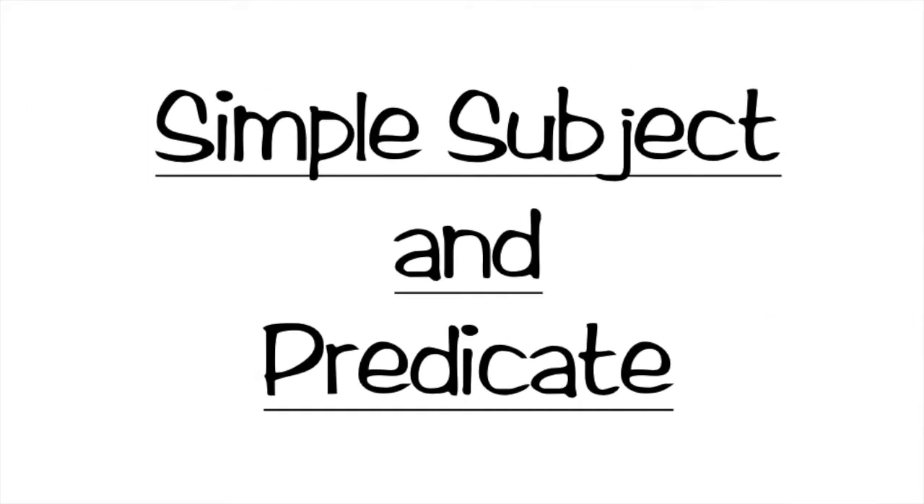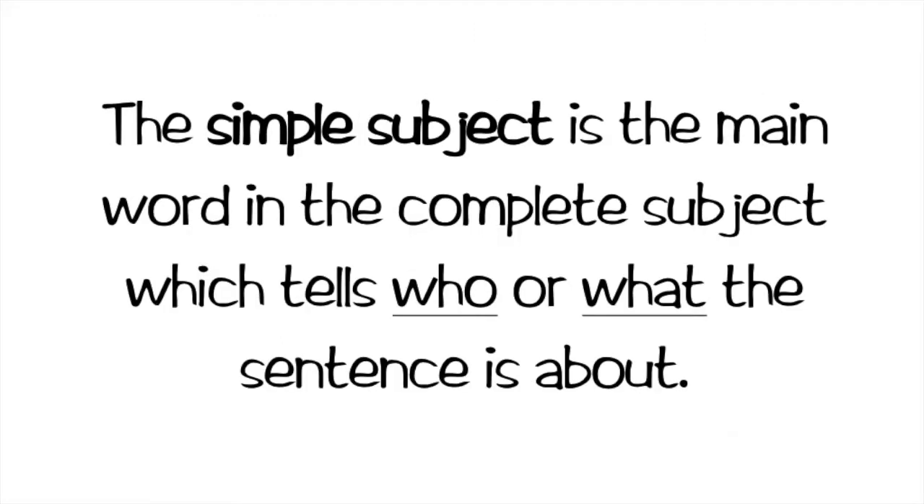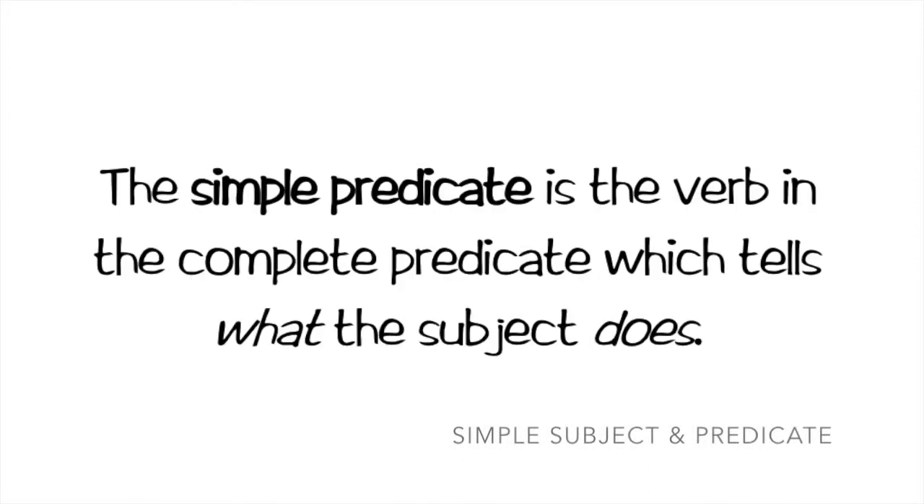Let's first begin with simple subject and predicate. The simple subject is the main word in the complete subject, which tells who or what the sentence is about. The simple predicate is the verb in the complete predicate, which tells what the subject does.